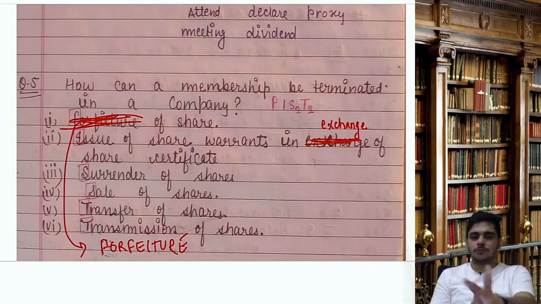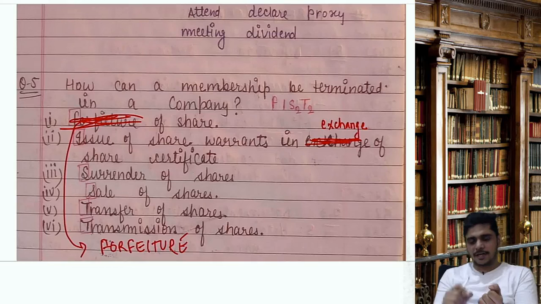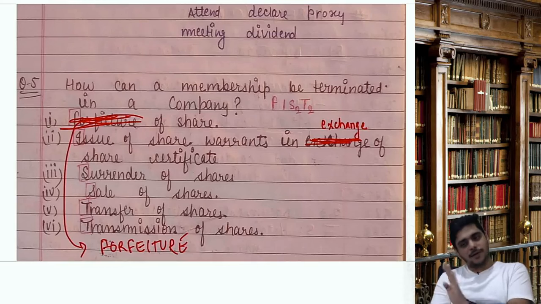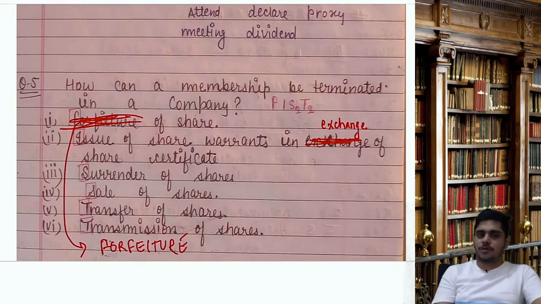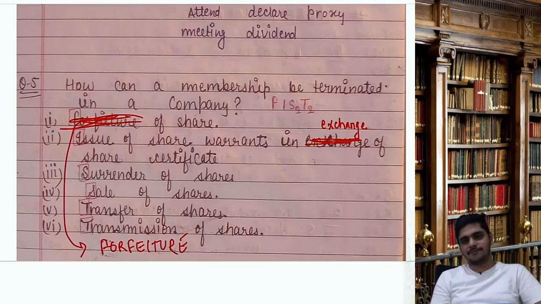Finish. Only two points are important. First, a minor can become a member, provided the shares are fully paid up. That is one point. Number two, the estoppel point. If you are a member by estoppel, you are liable for the debts of the company. Okay? Chapter over. Very simple chapter.